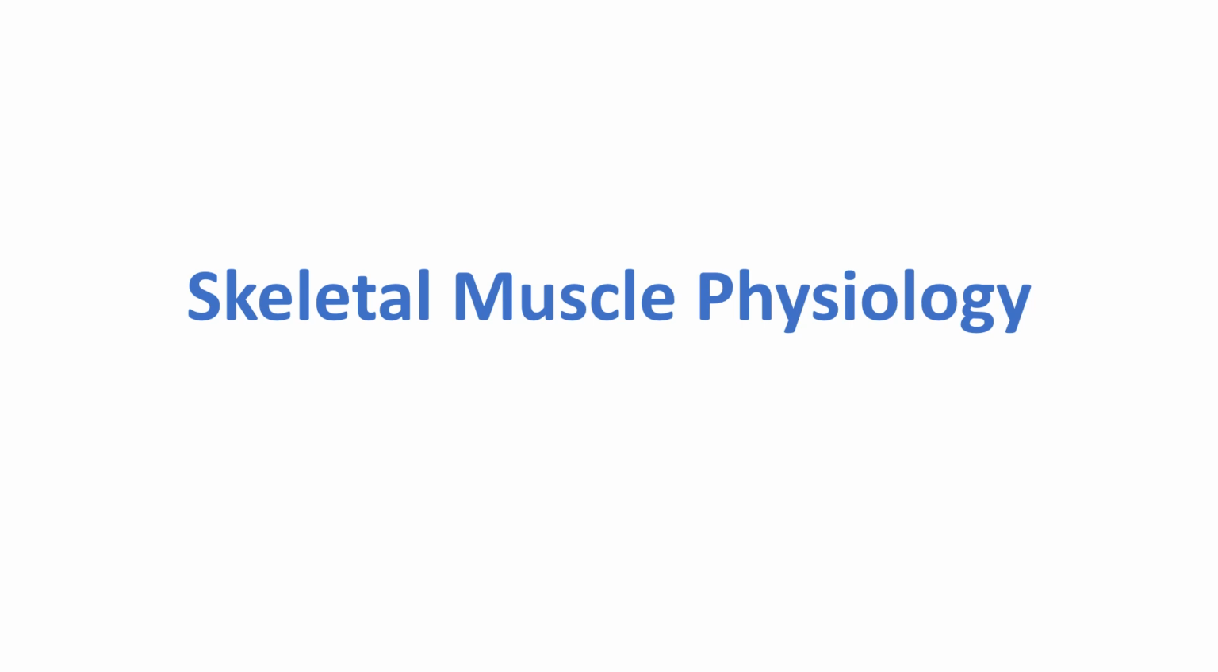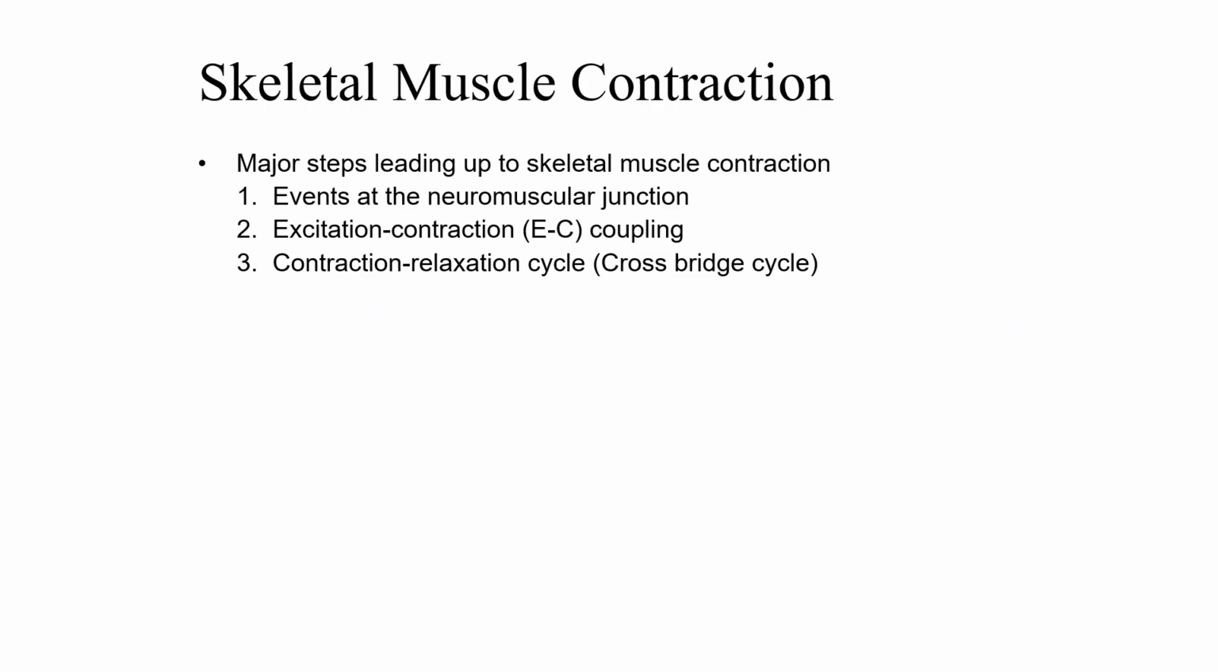Hello everyone, let's talk about our skeletal muscle physiology. For our skeletal muscles to contract, three major steps must take place. A bunch of events need to take place at our neuromuscular junction. Then steps known as the excitation-contraction coupling. Then the cross-bridge cycle.